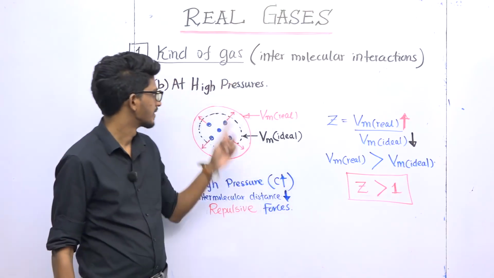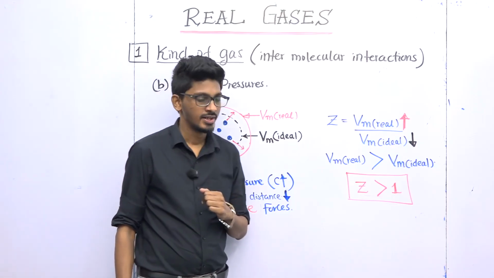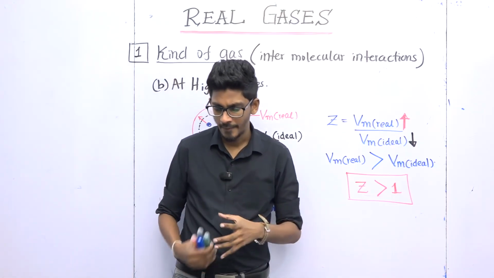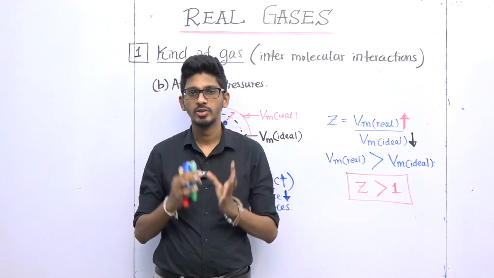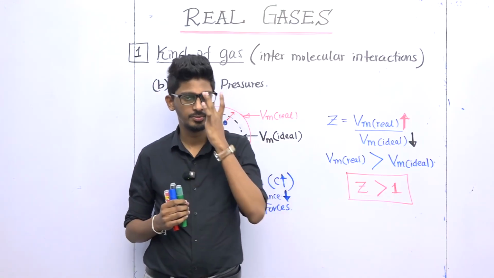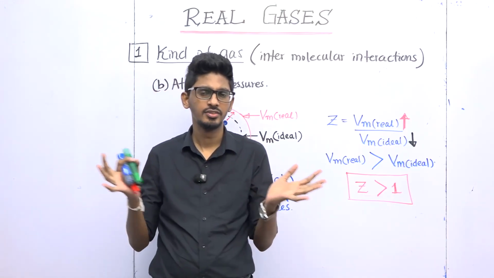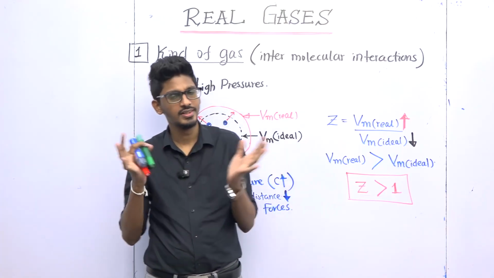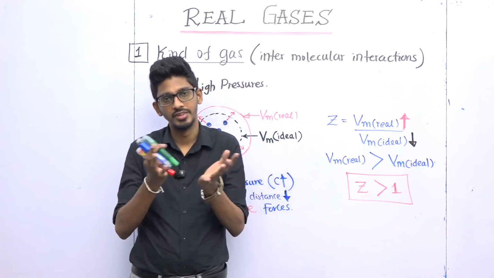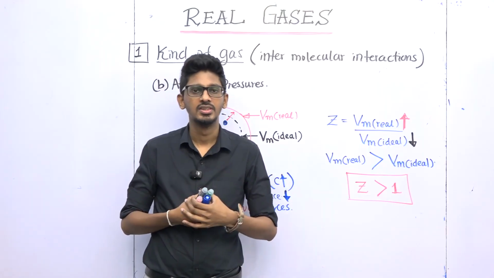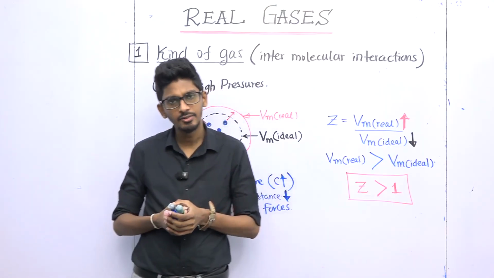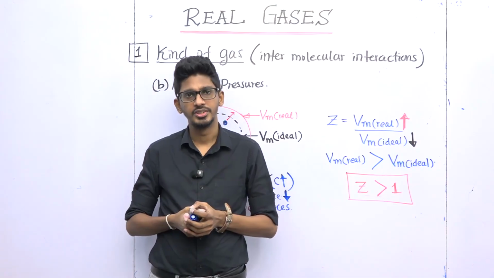At high pressures. Let's write. When gas molecules are closer to each other, so high pressure means high concentration, right? Then the gas molecules are very close to each other, as you have more population in a unit volume, right? Okay.